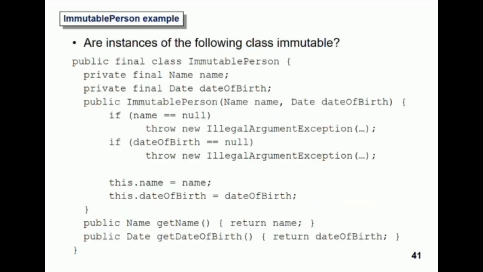So here's an example. We've got a class here called ImmutablePerson. The instances of the following class are actually immutable. It takes two fields: you've got a name and a date of birth, and it checks the parameters for validity initially within the constructor. If name is null, throw an exception. If date of birth is null, do something. And we've got a couple of getter methods. Notice we don't have any setter methods here, only getter methods.